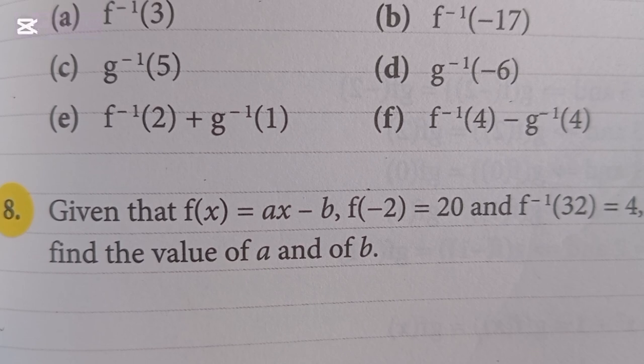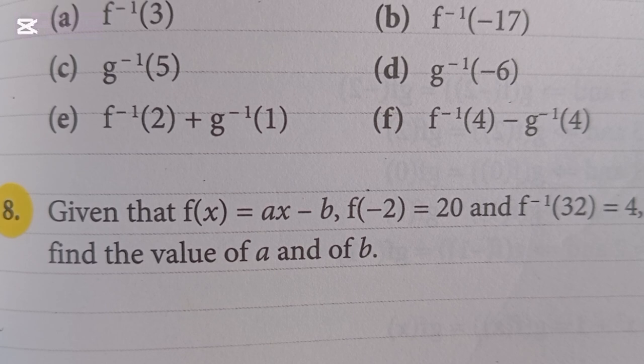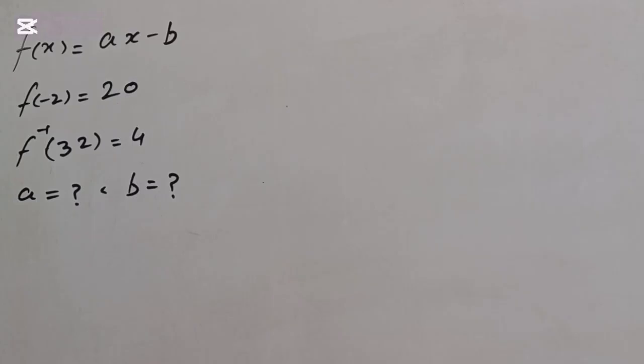Now statement of question number 8. Given that f(x) is equal to ax minus b, f at minus 2 is equal to 20 and f at 4 is equal to 32. Find the value of a and of b. It is the statement of the question where we are given the function f(x) is equal to ax minus b. F at minus 2 is 20 and f at 4 is equal to 32.